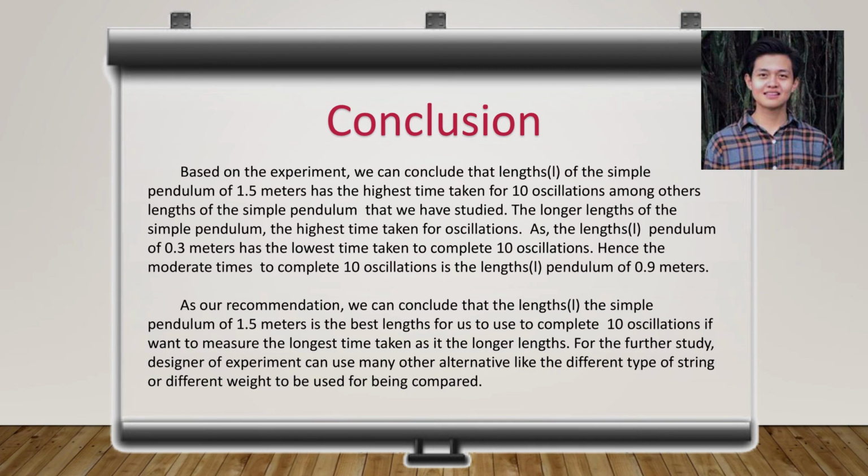For the last one, the conclusion: based on the experiment, we can conclude that the simple pendulum length of 1.5 meters has the highest time taken for 10 oscillations among the other lengths. The longer the length of the simple pendulum, the higher the time taken for oscillation. As our recommendation for further study, we as designers of experiments can use many other alternatives, like a different type of string or a different way to be used for comparison.